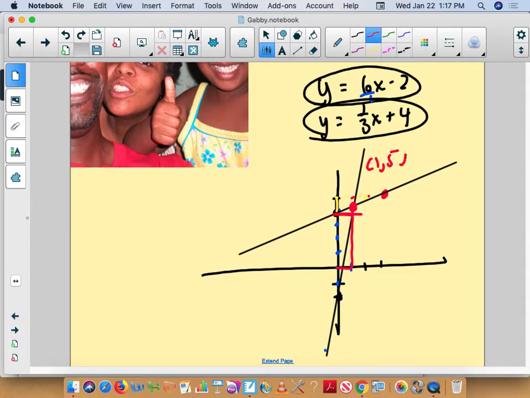All right, how can we check it? If I fill it into this one, what happens if I fill in X? If it works, I should get 5. If I fill in 1, what's 6 times 1? 6. Minus 2? 4. I didn't get 5. And if I fill in 1 right here, I won't get 5. So that's not right. So I'd have to keep guessing or go back and graph it a lot better.